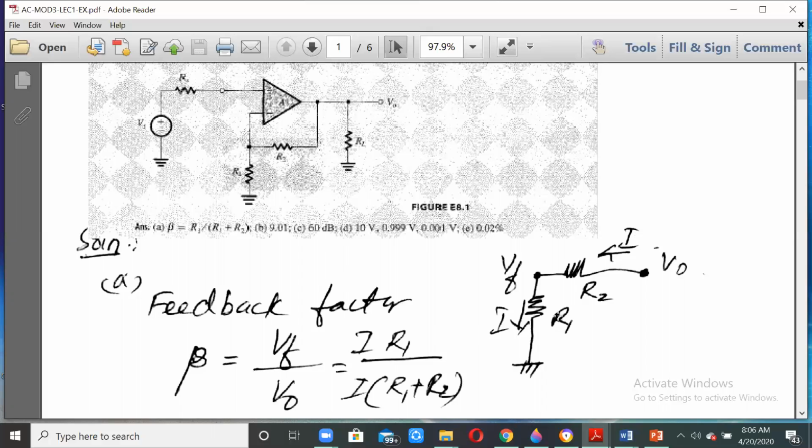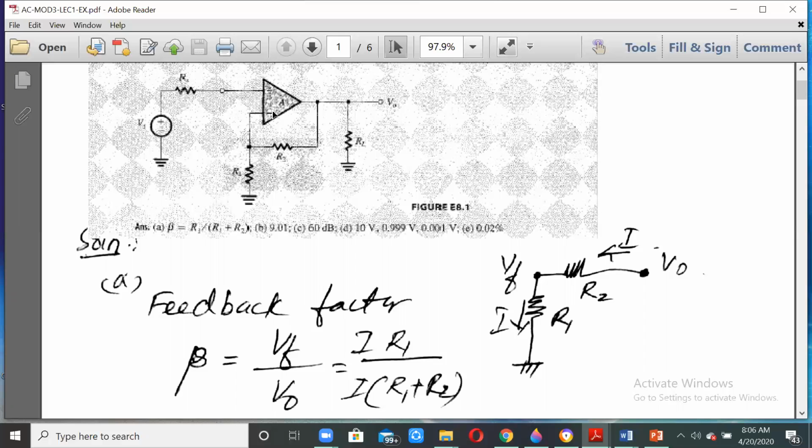The value of Vf is nothing but the voltage across R1, and that is I into R1. And V0 is the voltage across R1 and R2 together. The same current is flowing through both. No current can enter the op-amp.